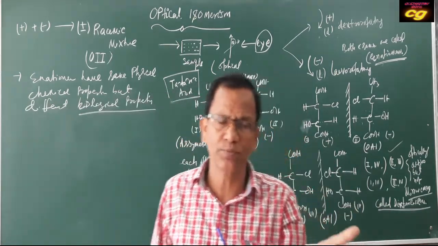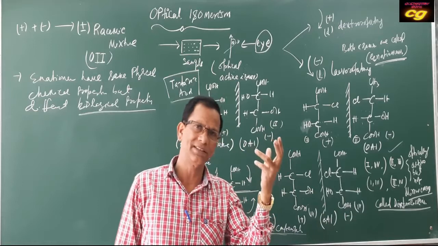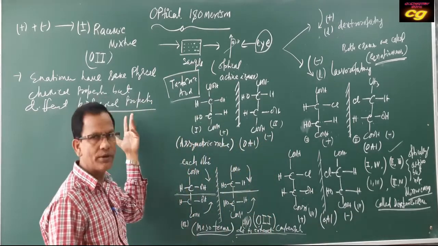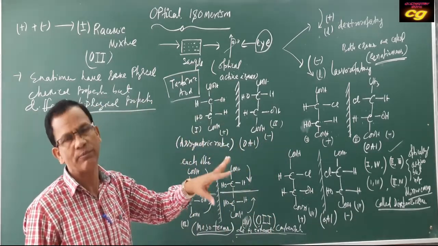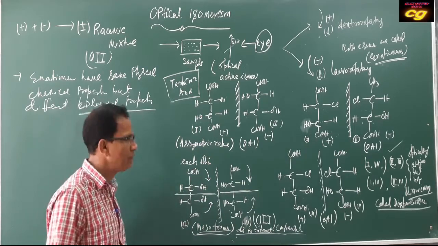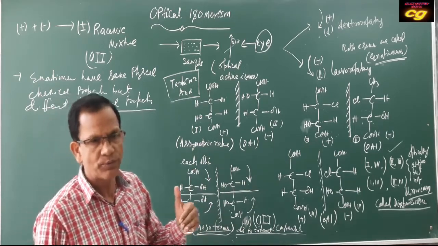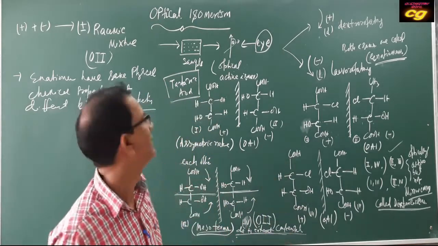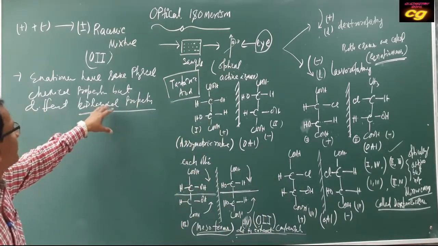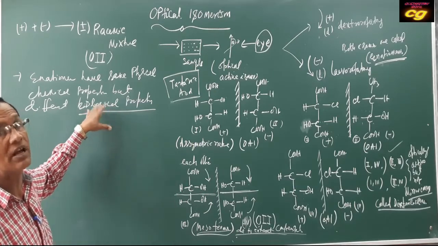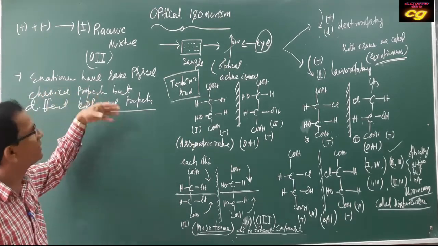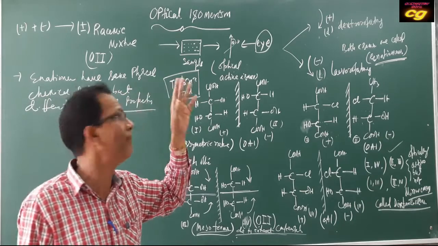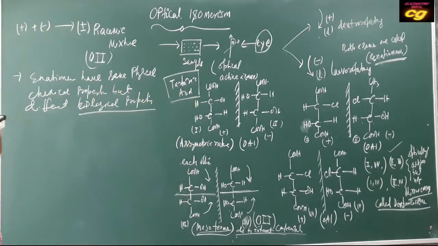That means the biological activity of the plus isomer is not the same as the minus isomer. If the plus isomer is used in a particular medicine, the minus will not be used for the same medicine. That's why biological properties of plus and minus are different, but physical and chemical properties are almost the same for enantiomers.